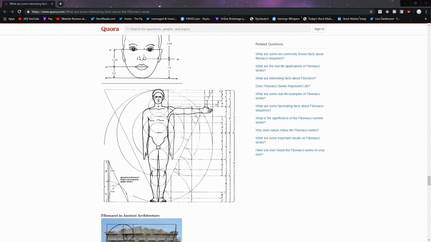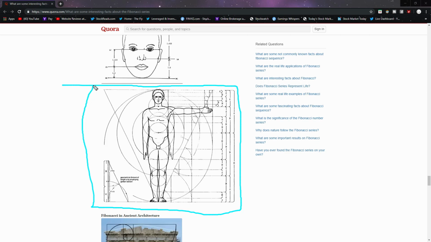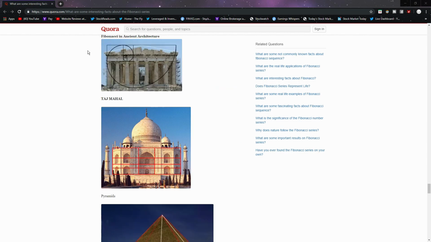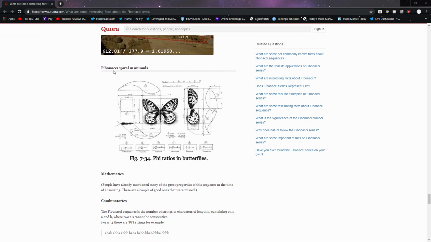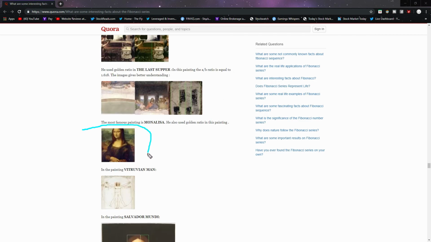I'm sure you've seen pictures in school of images of this right here with the human body spread out with measurements all around it. That's the Fibonacci sequence. All these old historical buildings, again, pyramids, Fibonacci spirals in animals like the butterfly. Even the famous painting of the Mona Lisa has measurements of the Fibonacci ratio. And I'm only scratching the surface of the Fibonacci ratio and everything that's in it. You could really dive deep into the Fibonacci ratio.